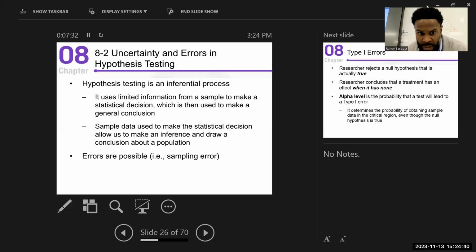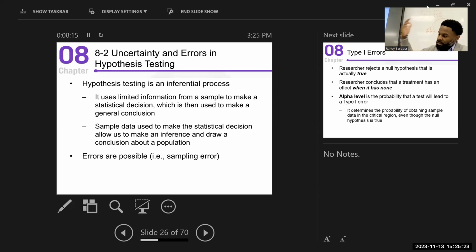I'm predicting, right? So when you think about hypothesis testing, it is an inferential process, meaning I'm trying to draw a conclusion based on information that's not complete. I'm using a sample that is not complete to then draw conclusions about a population of people or a population of whatever it is, right? So it's using a limited amount of information, not everything, from a sample to make a statistical decision, which then is used to make a conclusion about the population. The sample data allows us to make an inference to then draw that conclusion to the population, right?